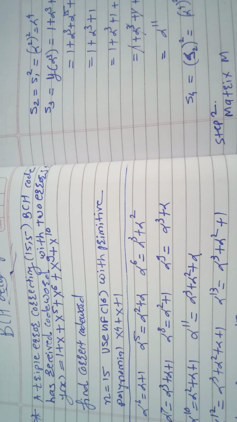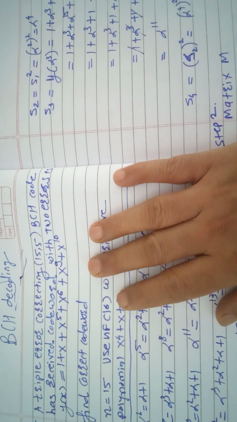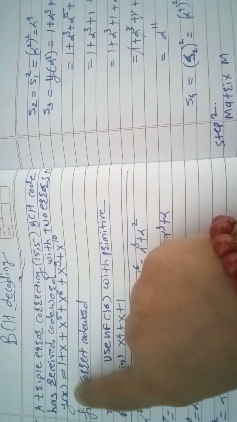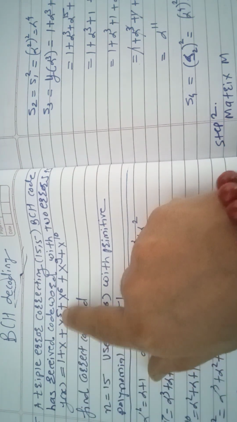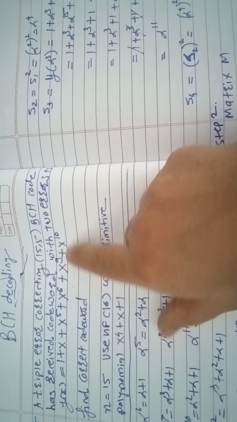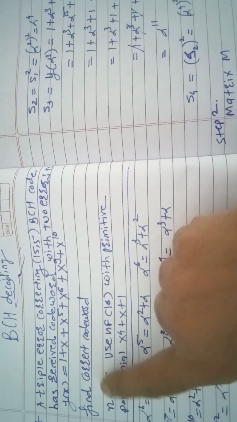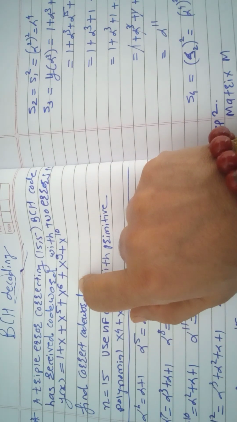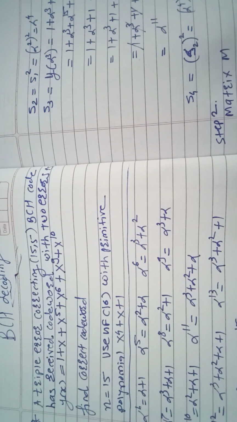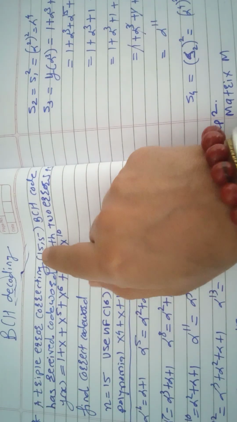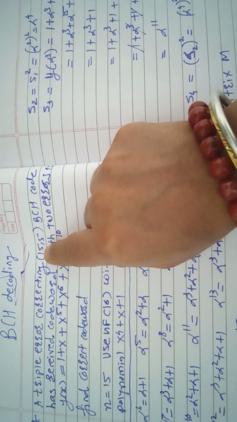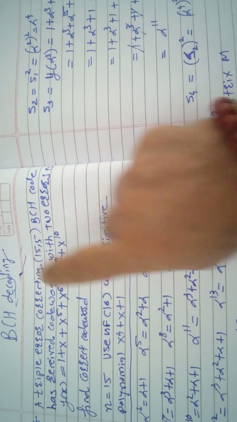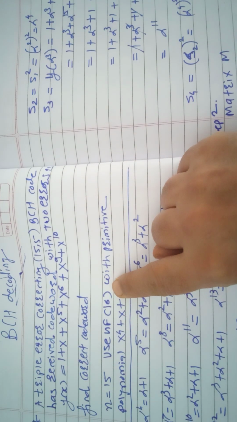In the received code word, they have mentioned that there are two errors, and the received code word is y(x) equal to 1 plus x raised to 5 plus x6 plus x9 plus x raised to 10. You have to find the correct code word. So first thing is that you have to see what n is. n is 15, that means you have to use Galois field 16.